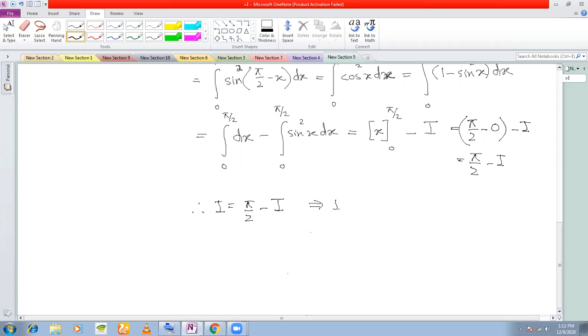That means I plus I is equal to pi by 2, that means 2I is equal to pi by 2, that means I is equal to pi by 4. And what is I? Integral 0 to pi by 2 sine square x dx is equal to pi by 4. See, we got the answer very easily. Otherwise, if you had to use the fundamental theorem, it would have become very, very long, in fact much longer than this. Okay, so this is one.